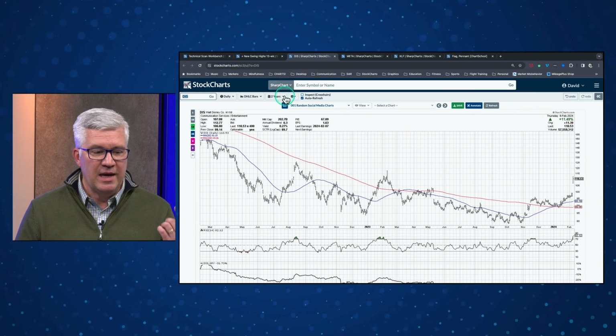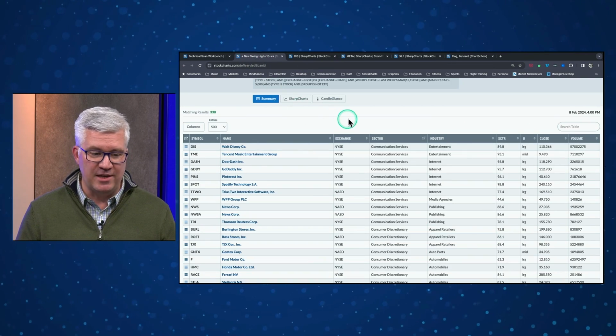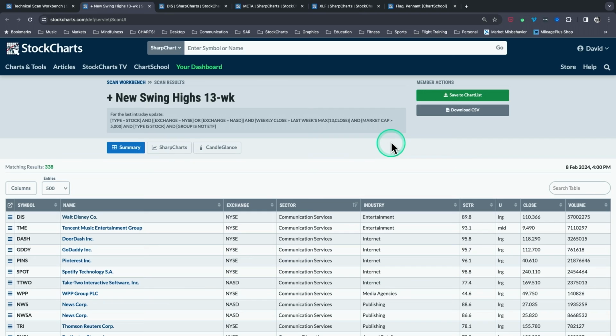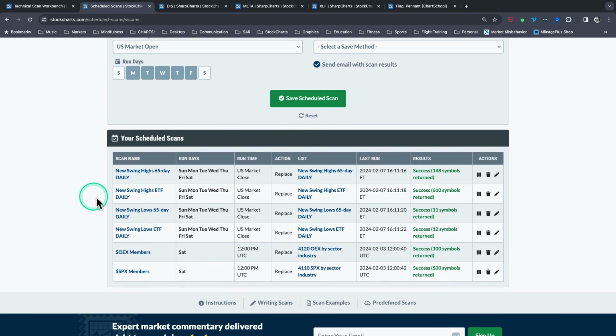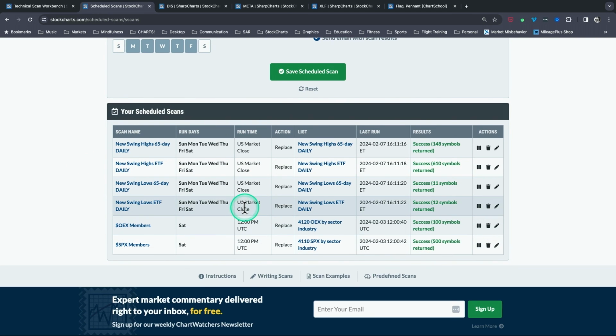Last thing I would tell you is do the scheduled scan. Once you have a scan that you like, you can actually schedule it. If you go to the scan workbench, you have this section called schedule scans. Every day, I have a series of scans that Stockcharts runs for me, and then it emails me the results. So at the end of every trading day, Stockcharts is telling me stocks making new 3-month highs, stocks making new 3-month lows. The same thing with the universe of ETFs that I've set, and literally every day of the week when the market's open, it sends me an email, and I review that list every day.